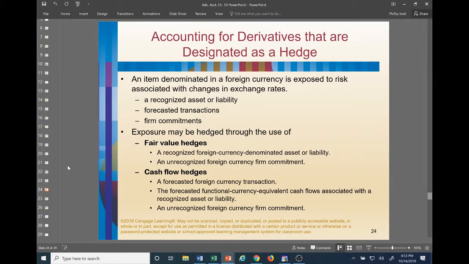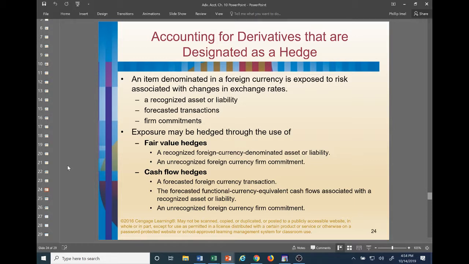So, accounting for derivatives that are designated as a hedge. If an item is denominated in a foreign currency, it is exposed to risk associated with changes in exchange rates. Now, the risk may be traceable to a number of situations, including a recognized asset or liability, a forecasted transaction, or a firm commitment. Now, this exposure can be hedged through the use of a fair value hedge or a cash flow hedge.